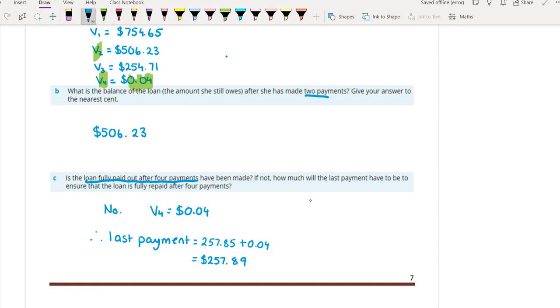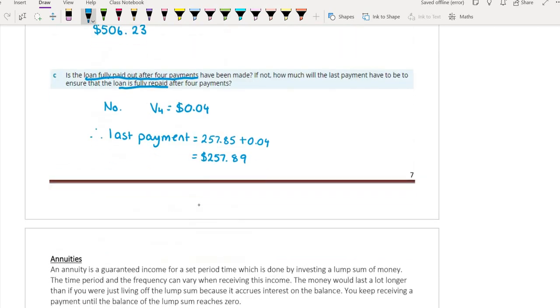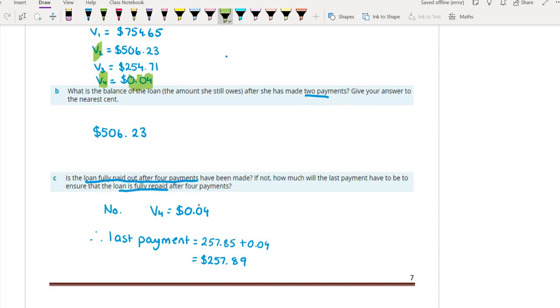So the second part of the question: how much will the last payment have to be so that the loan is fully repaid after 4 payments? Obviously, instead of just making this amount of payment that's happening every time, for the last payment we should put in an extra 4 cents to make sure that the loan is fully paid.